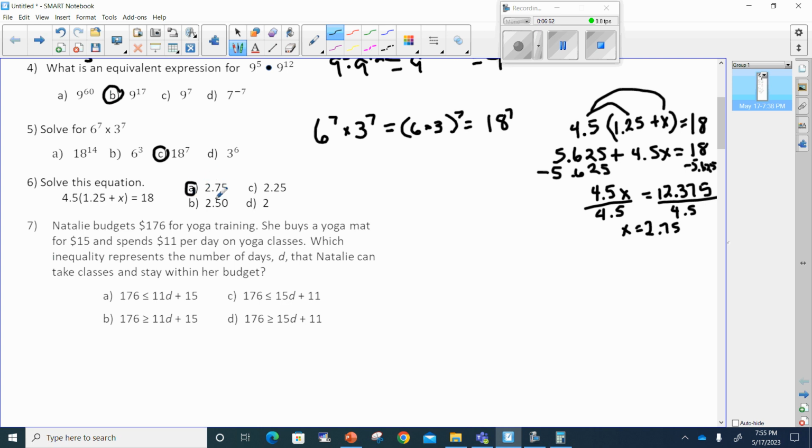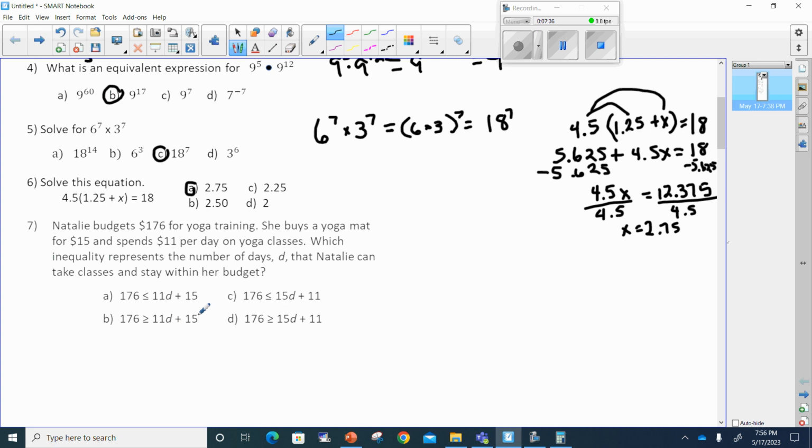All right, number 7, Natalie budgets $176 for yoga training. She buys a yoga mat for $15 and spends $11 per day on yoga classes. Which inequality represents the number of days Natalie can take classes and stay within her budget? All right, first of all, remember, it's $15 and then $11 per day. So we know this is going to be 11d plus 15. So over here we have 11d plus 15.